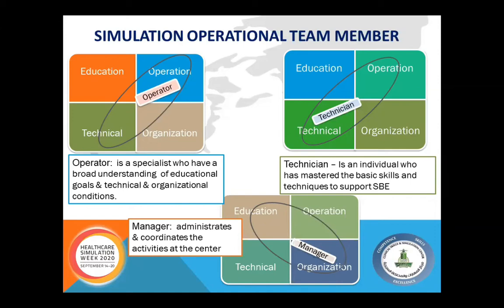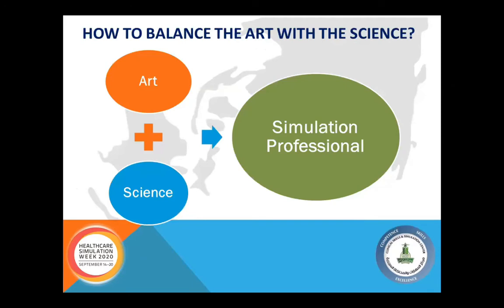Now the other objective. How to balance this one is a simple way to understand how to develop your operational team. So how do we balance between the art and science? The science defines the technical operation of a simulation, the simulator, the equipment, the audiovisual system, etc. This is the science. This is the knowledge that the technician has.